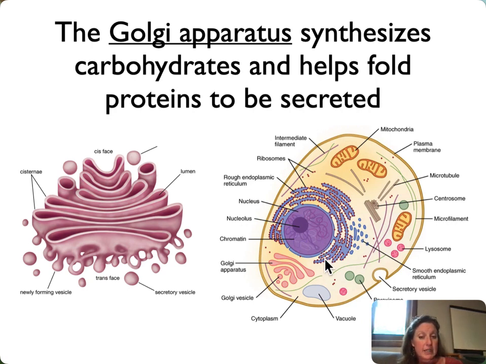So if a protein is made by the rough ER, it buds off in a little vesicle and will come to the first layer of the Golgi, and the Golgi will help to fold it and put some carbohydrates on it. And then it'll move to the next layer through a vesicle, and the next, until that vesicle reaches the cell membrane and that protein can be secreted.